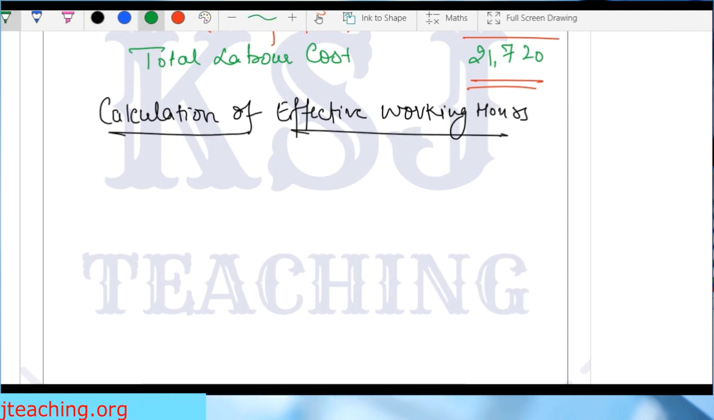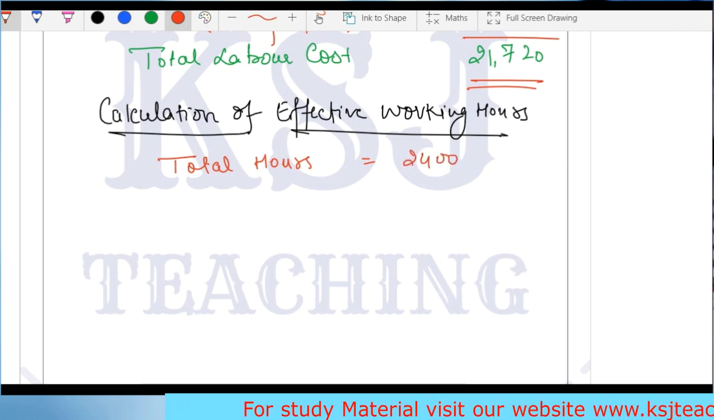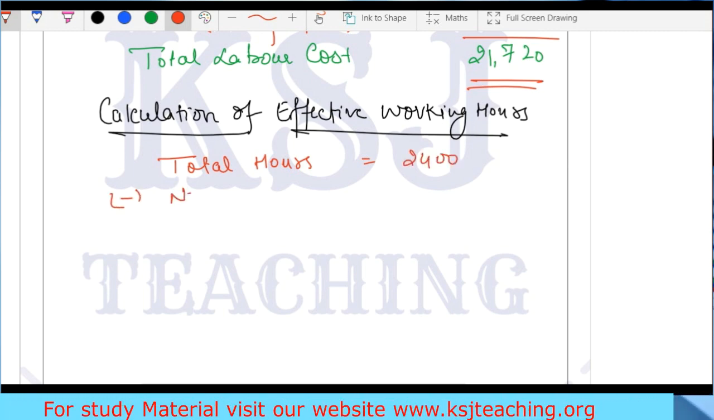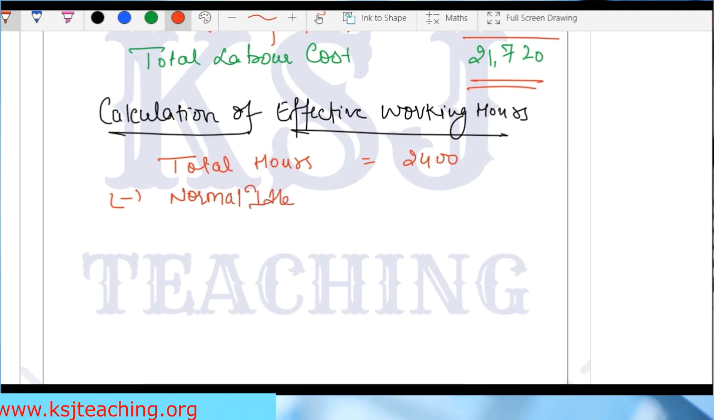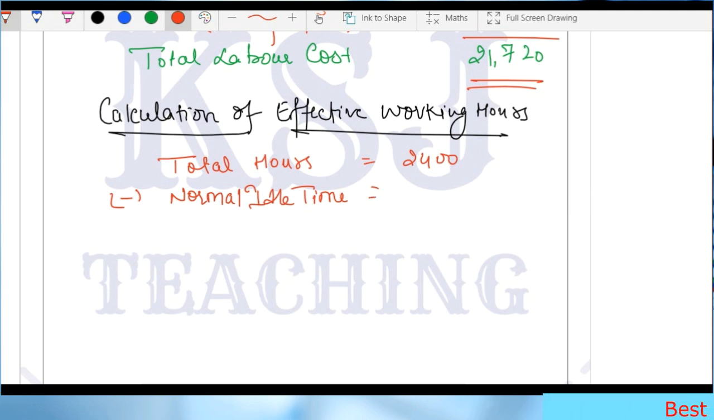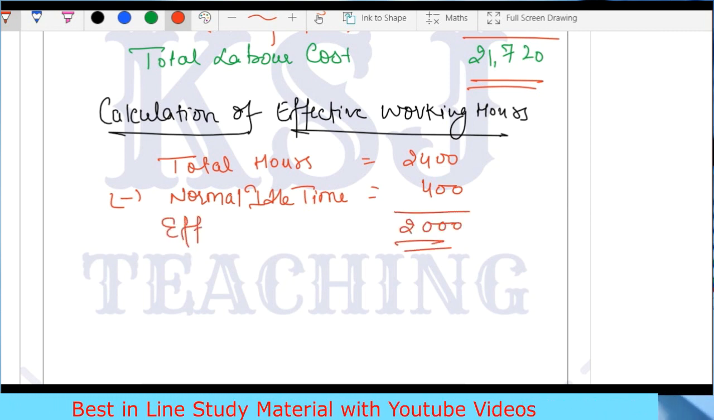So very simple, sir. Total hours, how much? Total hours is equal to 2400. We'll subtract what? We'll subtract the normal idle time, right? And it is given as how many hours? Normal idle time is 400 hours. So that means the effective hours is 2000. So these are the effective hours.